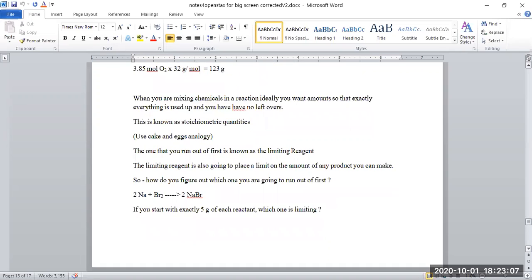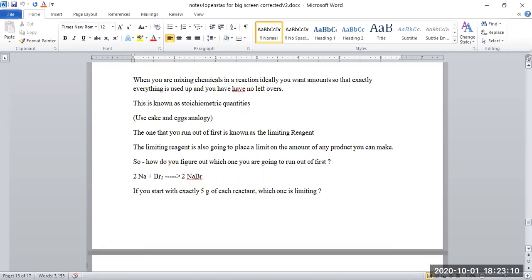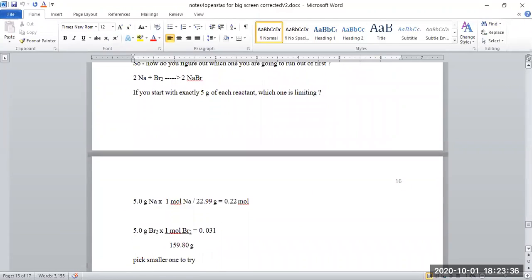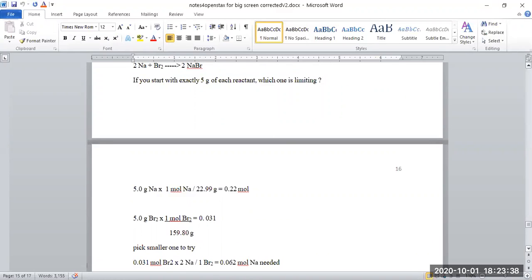And I picked a pretty straightforward little reaction here, sodium and bromine. 2 sodiums to 1 bromine. Note the bromine's a diatomic molecule. And it gives me 2 sodium bromides. What if I started with 5 of each? What if I gave you 5 grams of sodium and 5 grams of bromine? Sodium and bromine don't have the same atomic mass. They have different masses on the periodic table. So I did this as two separate steps here. You're doing the same steps, just more than one time.